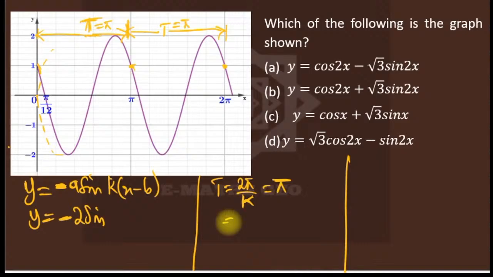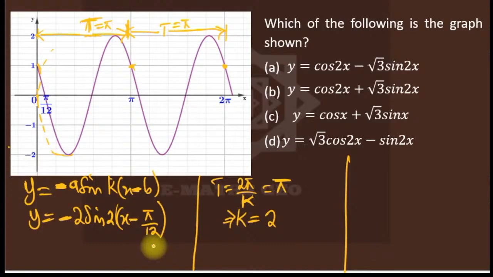So what do you have to say? Our k is 2. Then x minus, because shifting to the right is minus and shifting to the left is plus. That's why I have minus. And how much did we shift? We shifted π over 12 units. As you can see, the original graph would start from 0, but it started from π over 12. So that's the shift from here to here. That's the phase angle, which is π over 12.